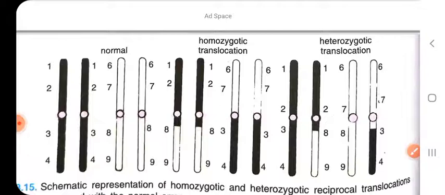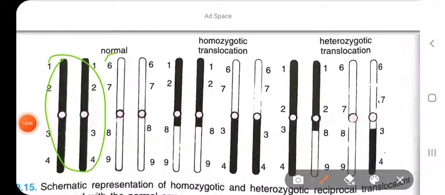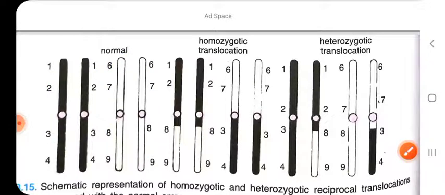So in multiple translocation, more than two pairs of non-homologous chromosomes are involved in exchange of their segments. That's like we have seen two pairs of chromosomes are involved in translocation called reciprocal. If another pair is involved, then we will call them multiple translocation. Okay, so let's move to the next part, which is important for the translocation process.